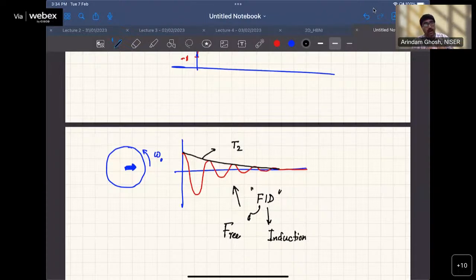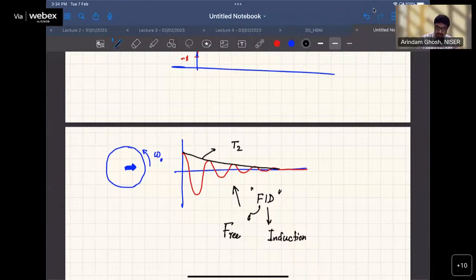Because I told you how it is measured. It is measured because this bulk magnetization is rotating, and you have kept a solenoid, and this tiny magnet is inducing an EMF, because you know that in the vicinity of a solenoid, or a coil, if a magnet moves, then it induces an EMF. That is why induction. Free, because it is free of any perturbation or pulse.